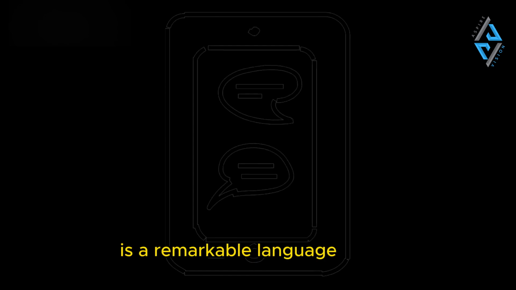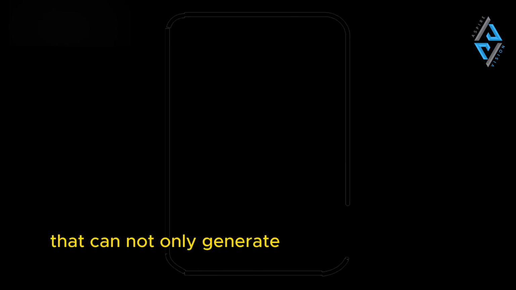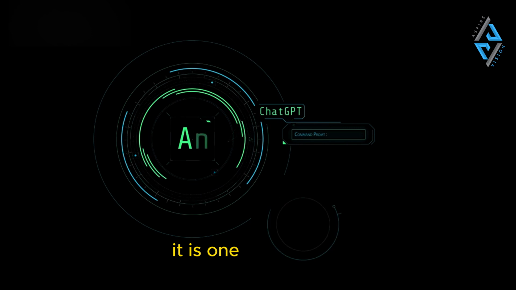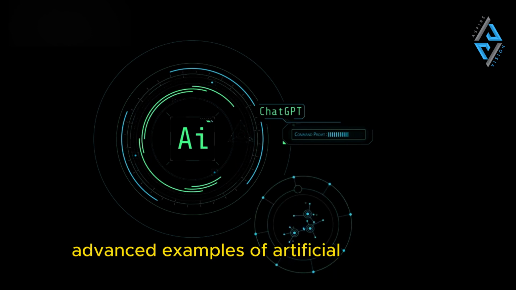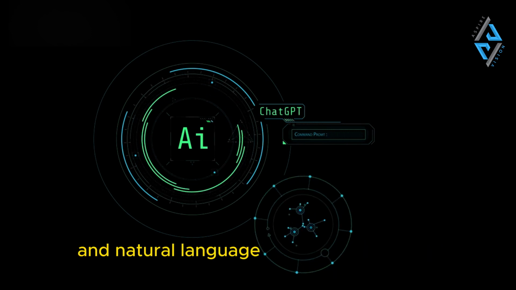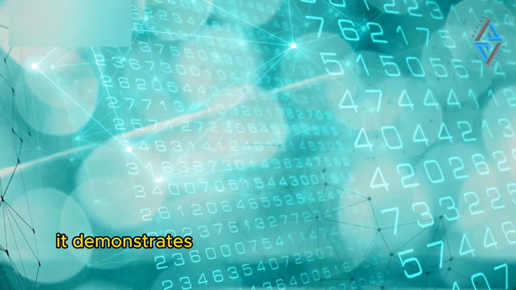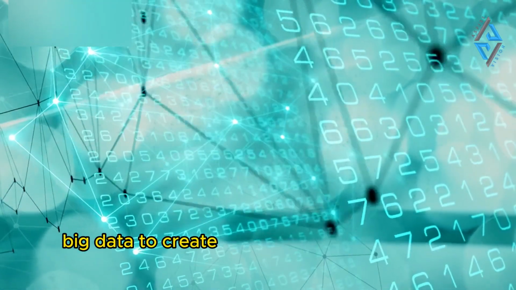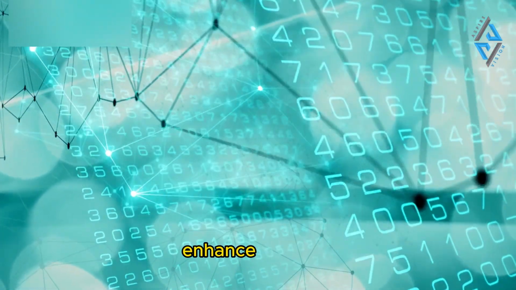Conclusion: ChatGPT is a remarkable language model that can not only generate natural and coherent text, but also speak, listen, and process images. It is one of the most advanced examples of artificial intelligence and natural language processing in action. It demonstrates the potential of deep learning and big data to create powerful applications that can enhance our lives.